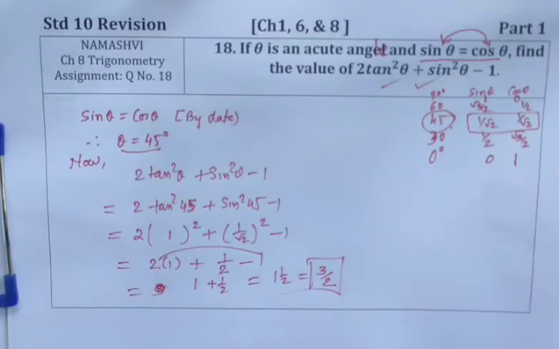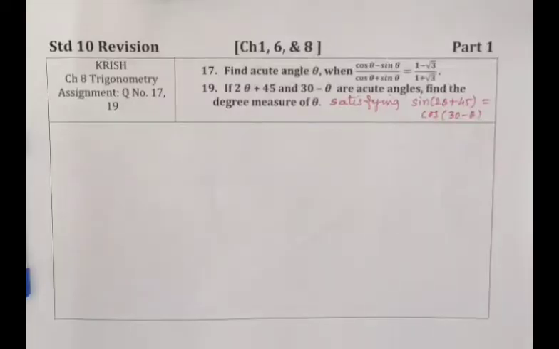Clear to you, children? Understood? Alright, fine. So, alright, children, we have more difficulties from Chris. Chapter 8, trigonometry, from the assignment, question number 17 and 19. Alright, let us solve them.